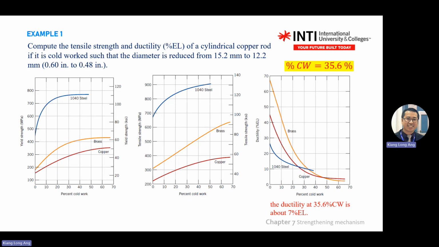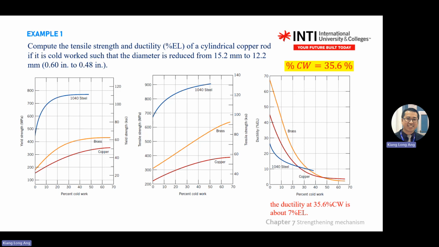So first, you might calculate the wrong one. Let's say the first part, just now you said 19 point something percent. First part you calculate wrong, second part I don't need to mark already, sure wrong. So check your answer always. Here you calculate 35.6%. The question asks you tensile strength and ductility.